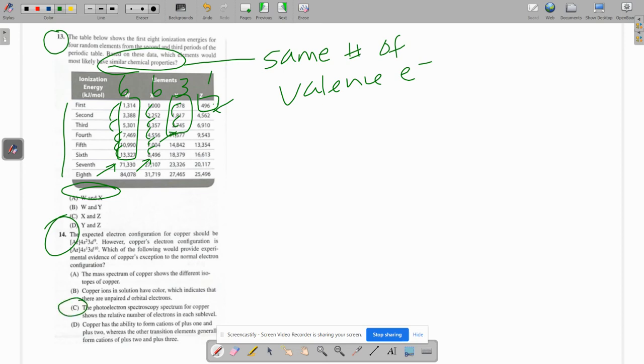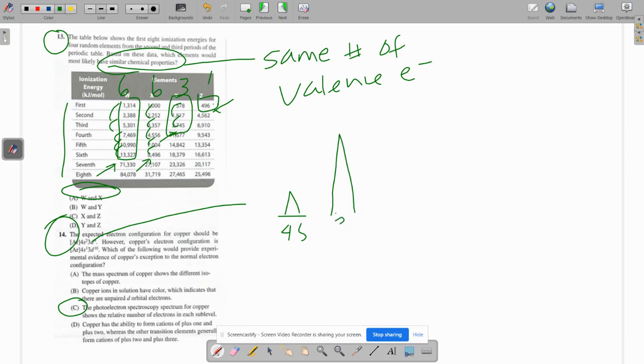It says the photoelectron spectroscopy spectrum for copper shows the relative numbers of electrons in each sublevel. Okay, and basically, if this was your answer, then you would have your 4s peak, and then you'd have your 4d peak.